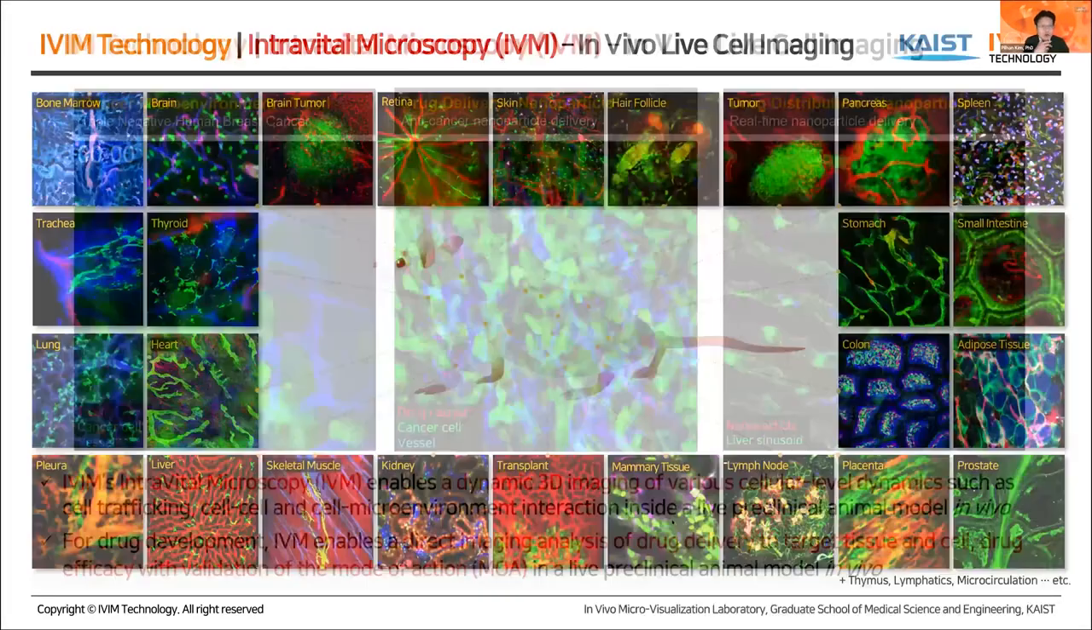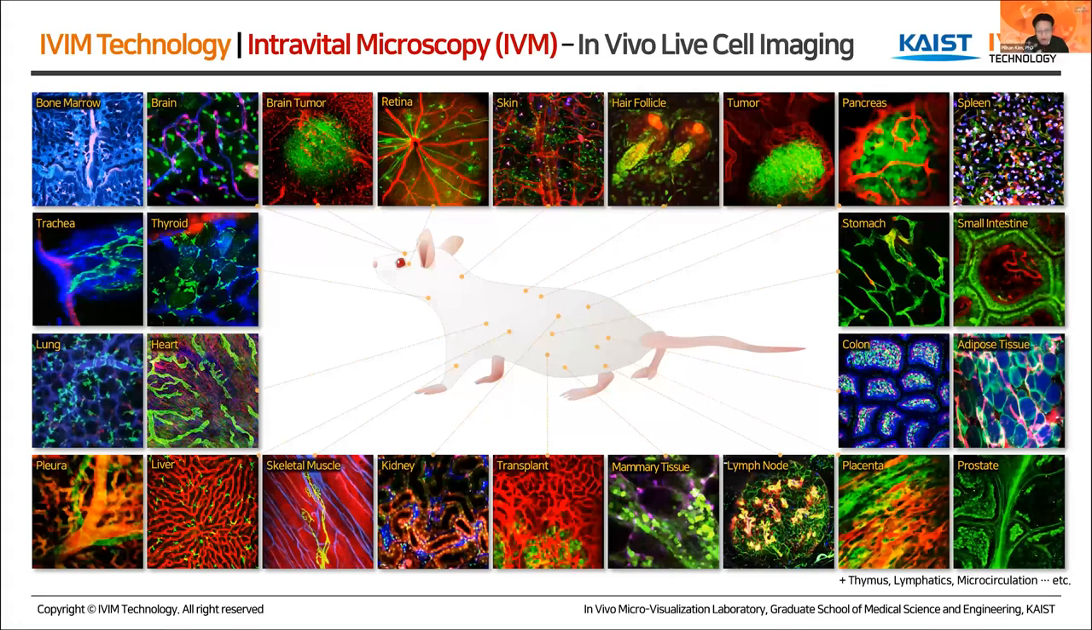And then our intravital microscopy solution has been applied to almost every organ and tissue. So, as I showed you in several examples in the beginning of this webinar, we can obtain a dynamic live cell imaging in all different internal organs, like bone marrow, brain tumor, and also retina inside the eye, skin, hair follicle in the skin, and then various tumors. Actually, this is colorectal cancer model. And pancreas, spleen, and also gastrointestinal GI tract, like the small intestine, colon, or stomach.